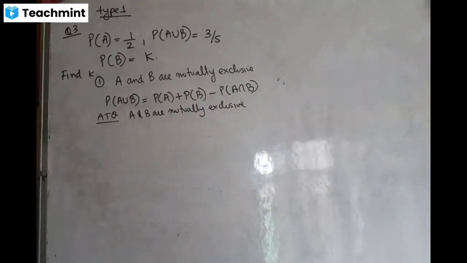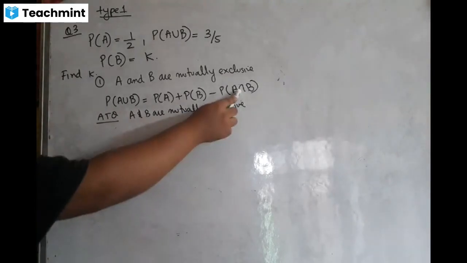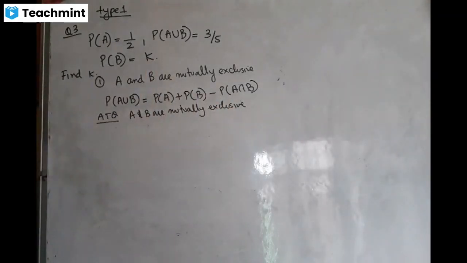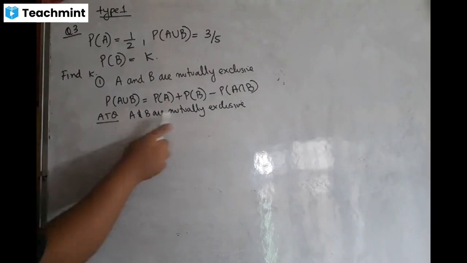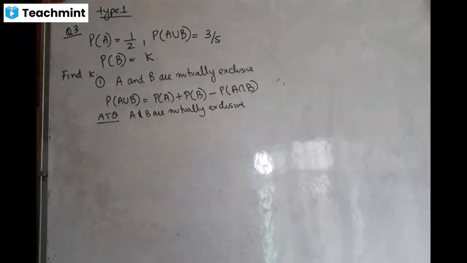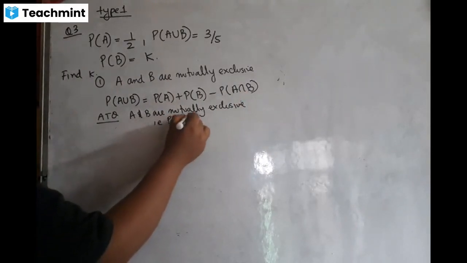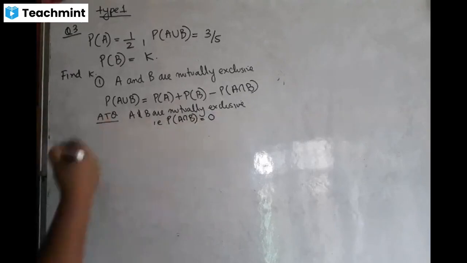Those who were not there yesterday, I'll explain it to you one more time. Mutually exclusive means there's nothing common between A and B. A intersection B means we want to find out what is common between A and B. If there is nothing common between A and B, that means this value is 0. So probability of 0 is 0. That means probability of A intersection B becomes 0.